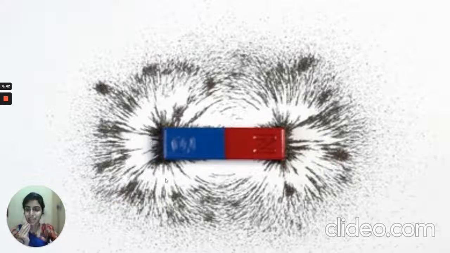Here you can see how the south pole is attracting all these magnetic iron filings, and the north pole is also attracting those iron filings. You can see all these beautiful lines forming all over these magnets, right?